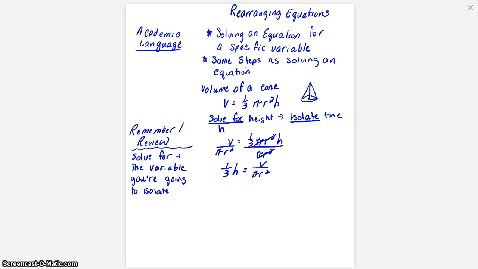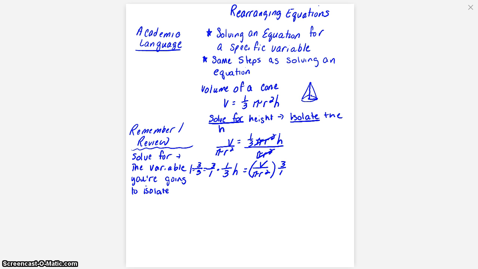And now to get rid of the 1/3, the multiplicative inverse of a fraction is just to flip that fraction over. So to get rid of the 1/3, I want to multiply by 3 over 1. Okay, and what that means is you are going to end up with 3 over 3, which is just 1 whole, so it cancels out. But what you do to one side, you have to do to the other. So I'm going to multiply this side by 3 over 1, which happens to be just 3.